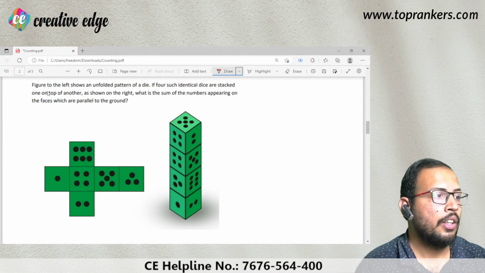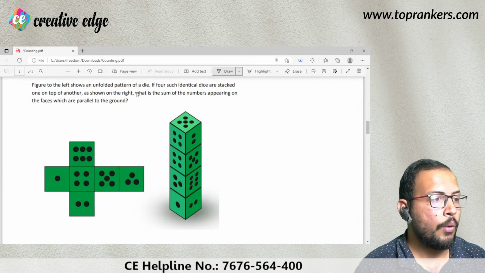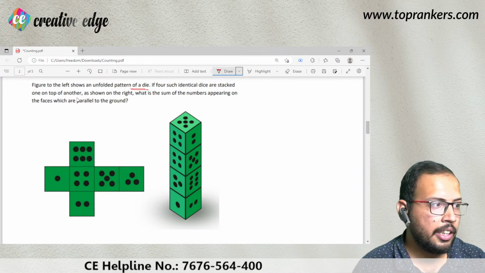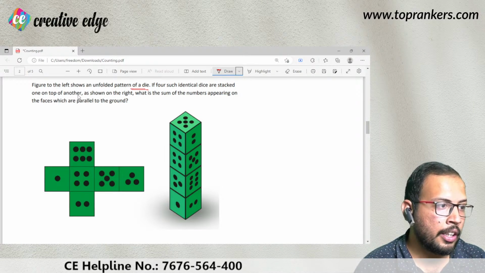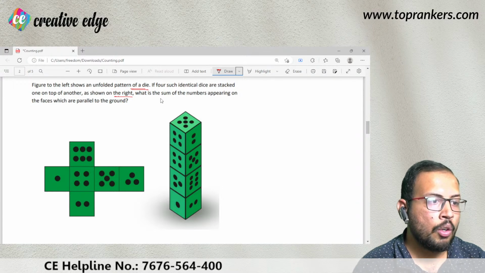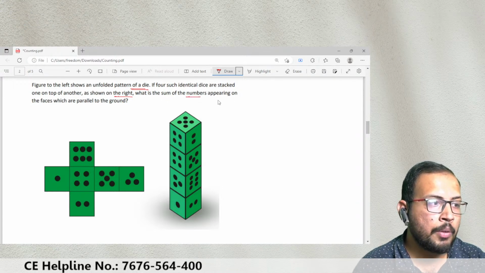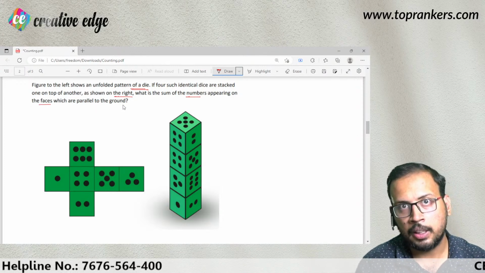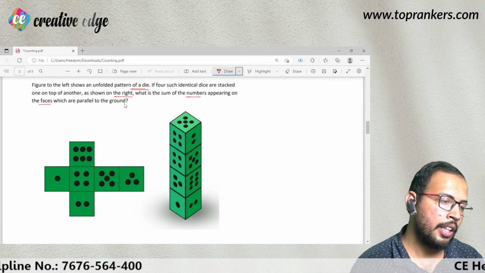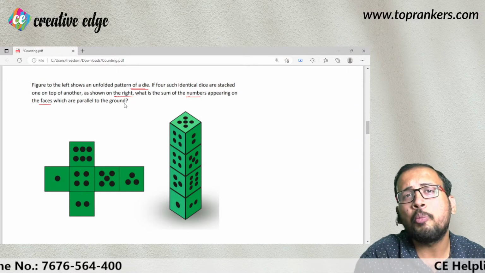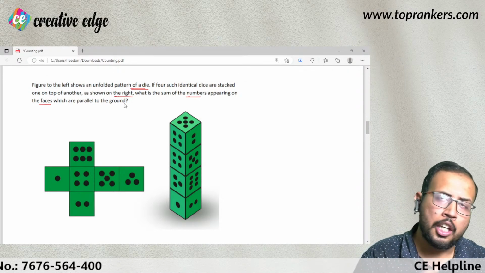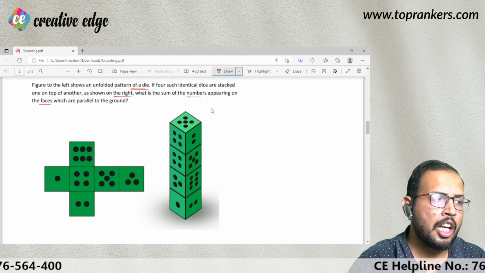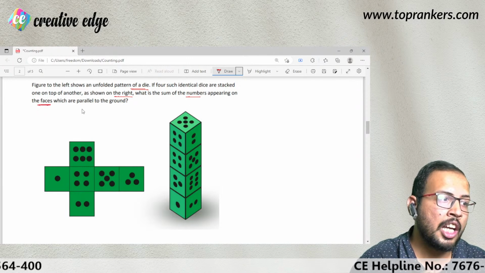What it says, figure to the left shows an unfolded pattern of a die. If four such identical dice are stacked, one on the top of another, as shown on the right, what is the sum of the numbers appearing on the faces which are parallel to the ground? That means, now first of all, let me clear you one thing. You must have understood the question or you may have partially understood the question. You have to find out what is the counting of the numbers appearing on the faces which are parallel to the ground.